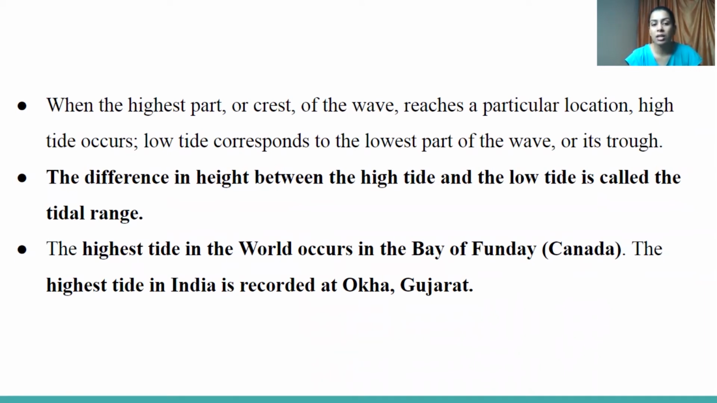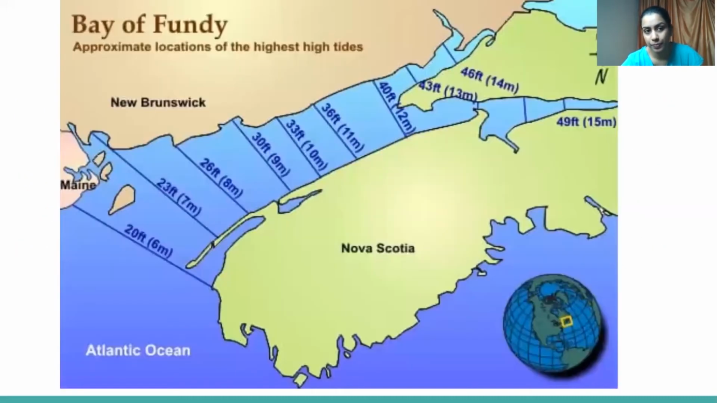The highest tide in the world occurs in the Bay of Fundy, that is in Canada. The highest tide in India is recorded at Okha in Gujarat. You can see the Bay of Fundy, it is near Nova Scotia in Canada.